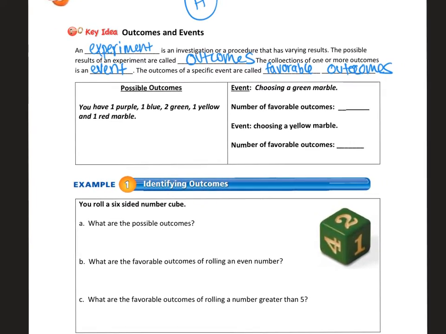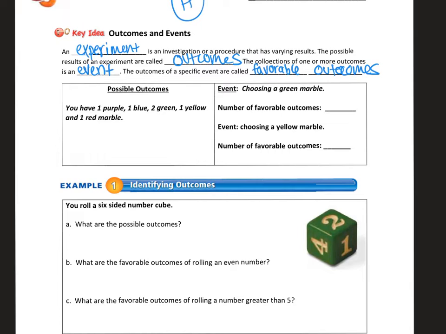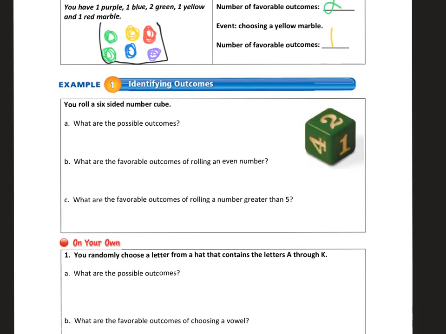Okay, so let's look at this next example and go through it. You have one purple, one blue, two green, one yellow, and one red marble. The event is choosing a green marble. I'm going to pause the video and just draw this out for us. Okay, so now we have a better visual. The favorable outcomes would be how many green marbles, because that is our event. We have two green marbles, so that would be two favorable outcomes. For the event of choosing a yellow marble, we only have one of them, so there would only be one favorable outcome.